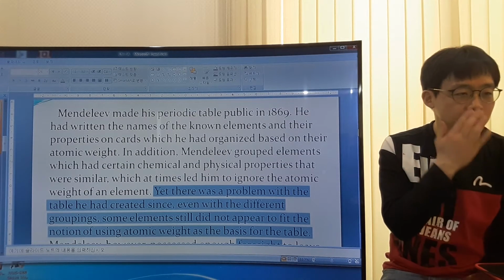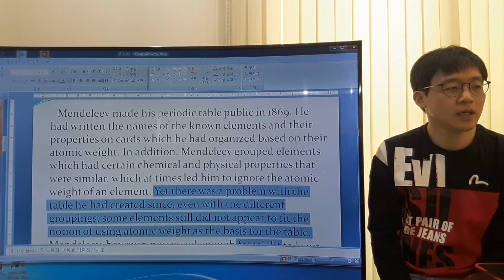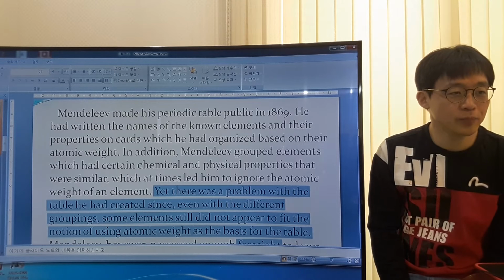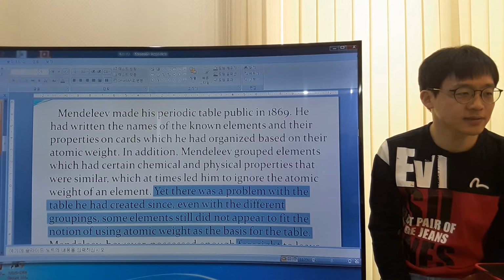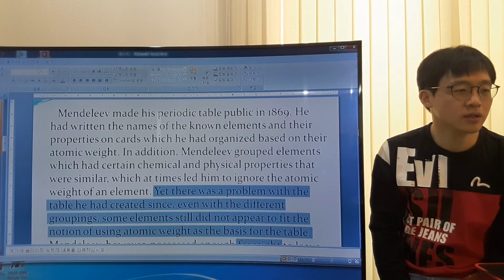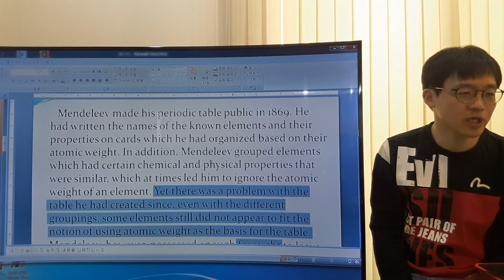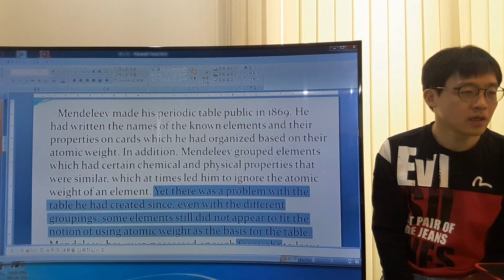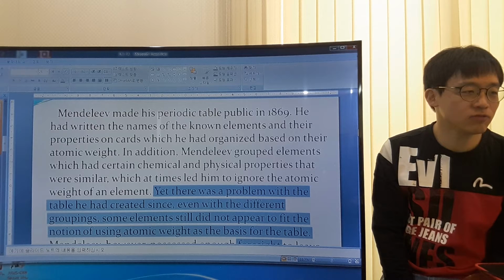Mendeleev made his periodic table known to the general public in 1869. He had written the names of the known elements and then their properties on cards, which he had organized based on atomic weight, the weight of the atom. Okay. He had written the names of the known elements and their properties on cards.